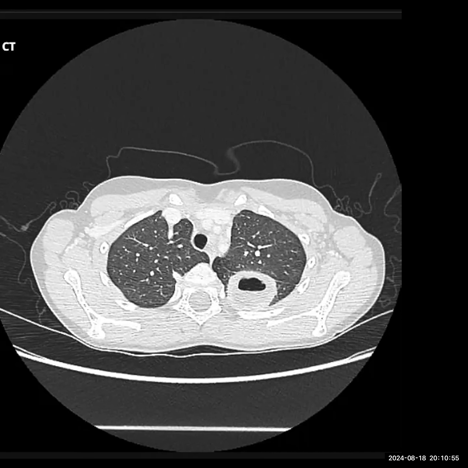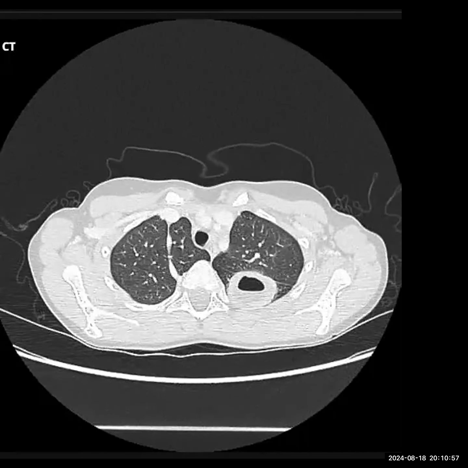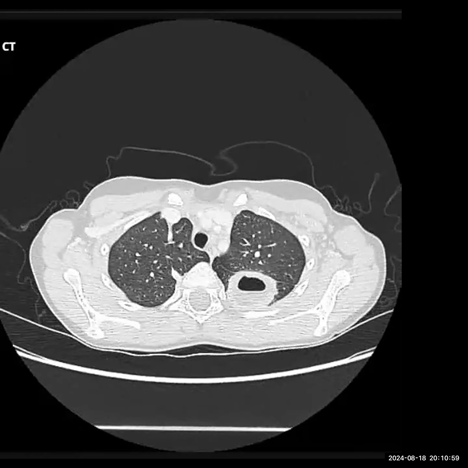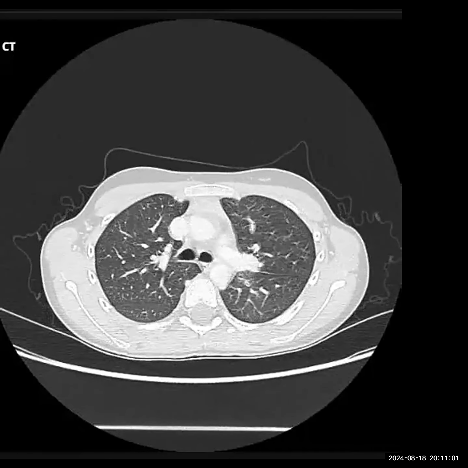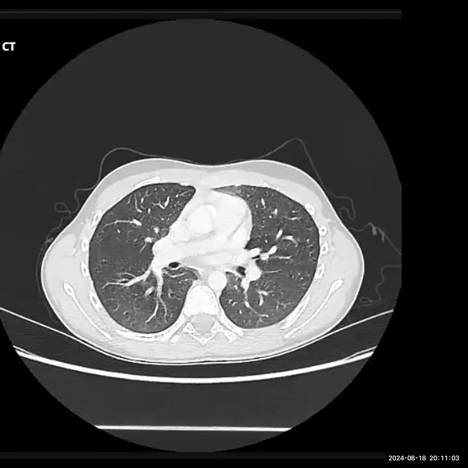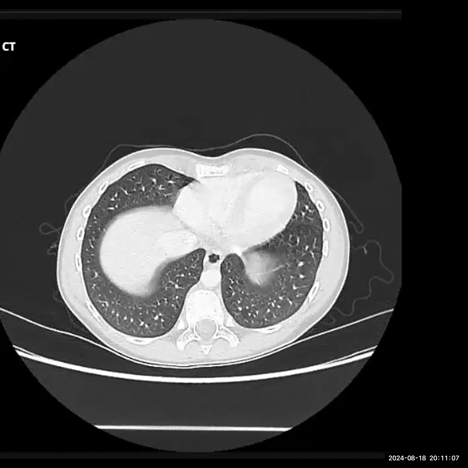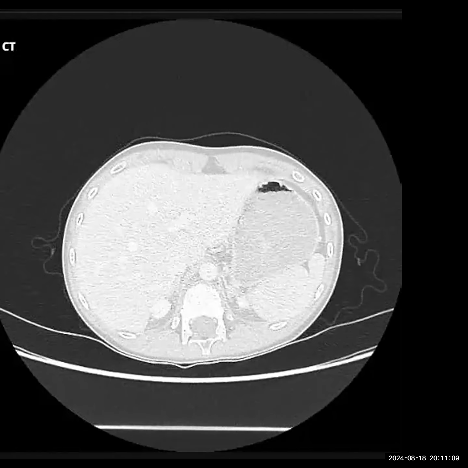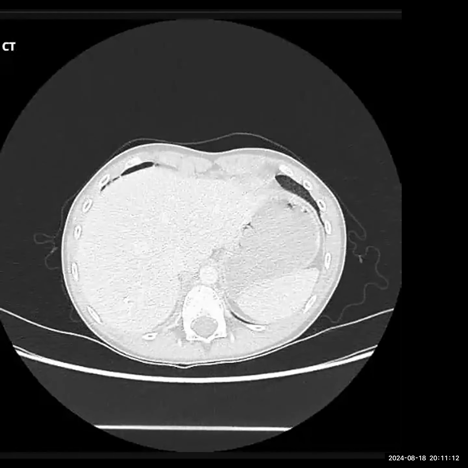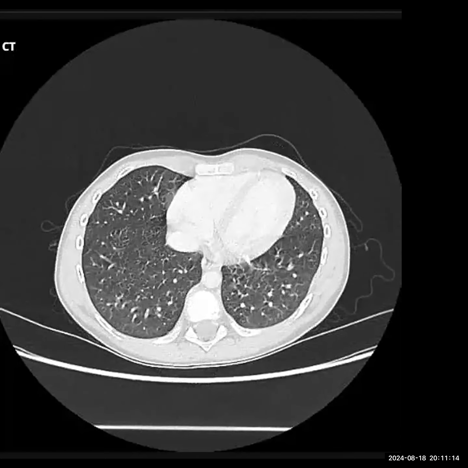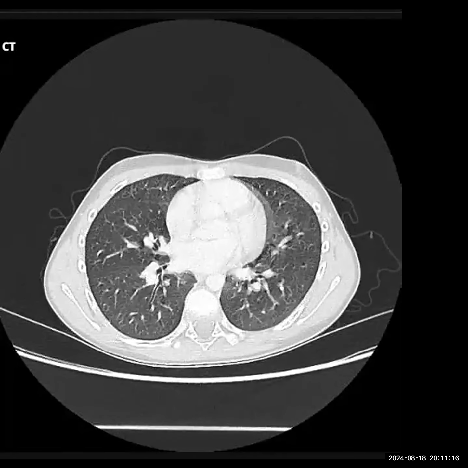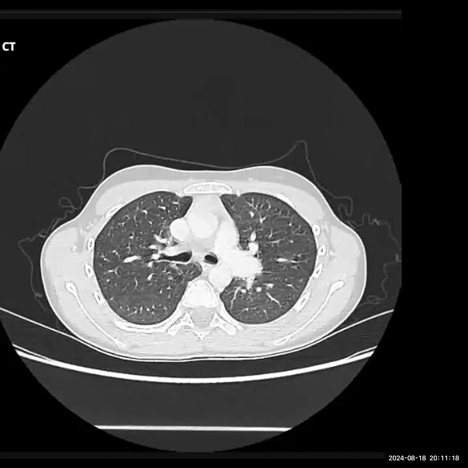Okay. So these are the axial CT sections of the same patient in the lung window. I'll just scroll through the images before making my statement. The main abnormality that I see is again within the left upper lobe. I can see there is a well-defined cavitating lesion.